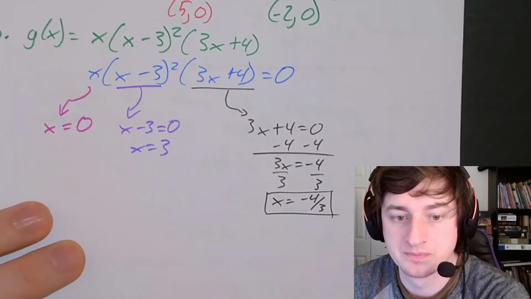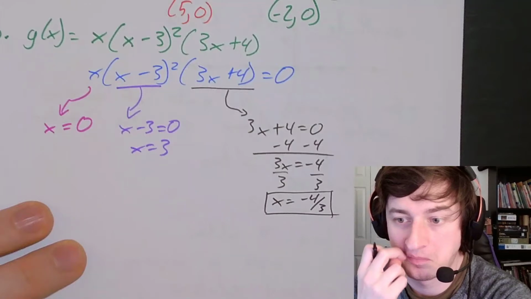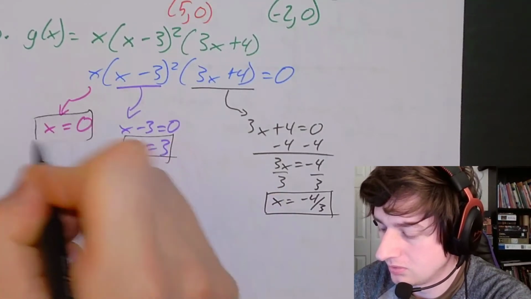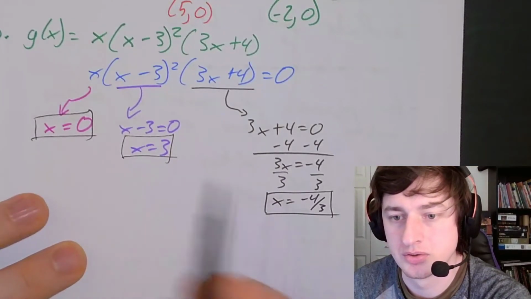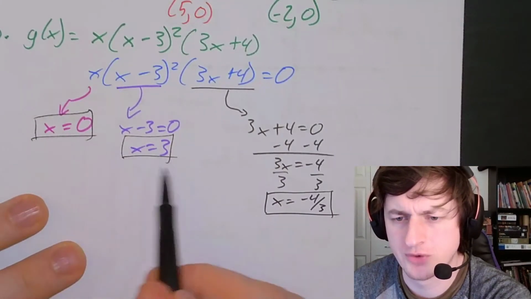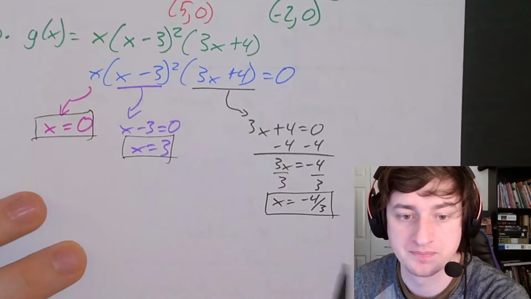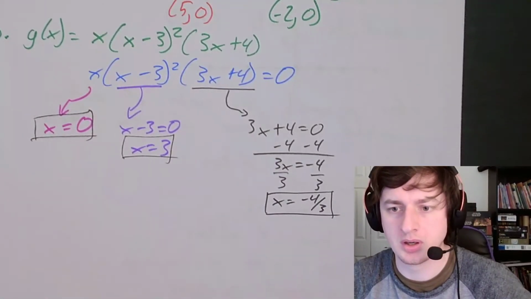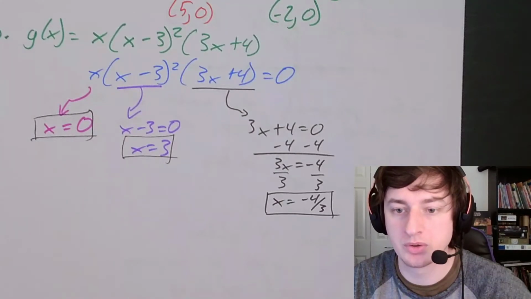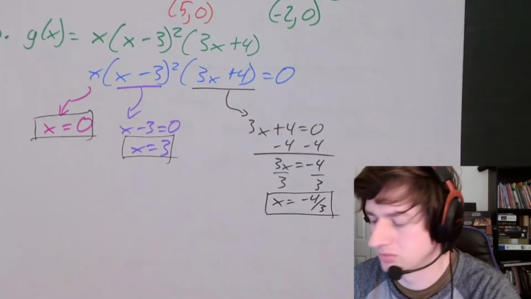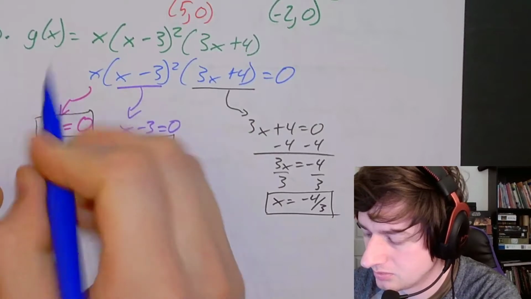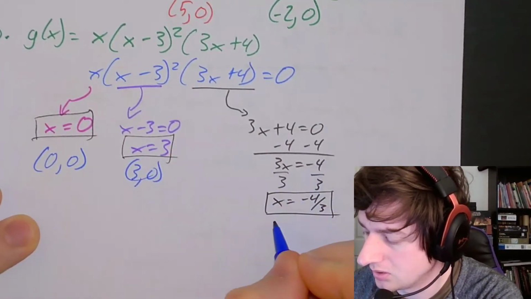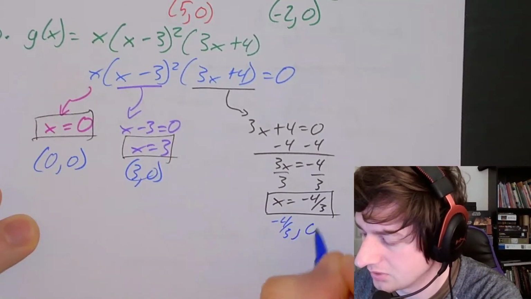We get a fraction. So we have 1, 2, 3, 4. This one counts twice, solutions. 4 solutions. And we would write those as coordinate points. So we'd get 0, 0. We'd get 3, 0. And we'd get negative 4 thirds, 0.